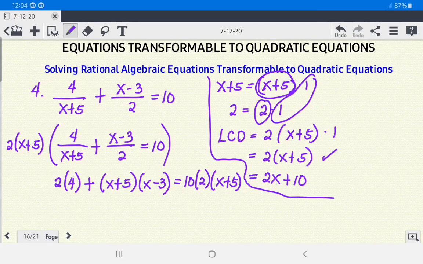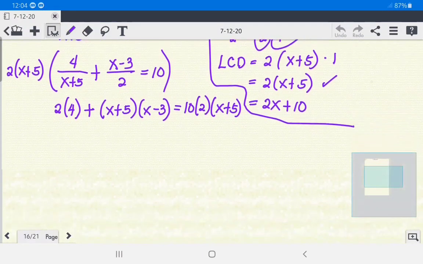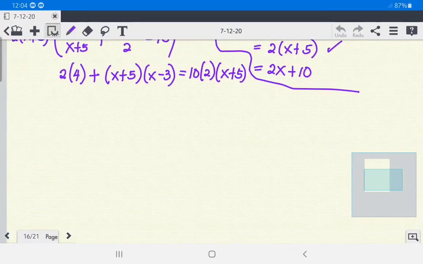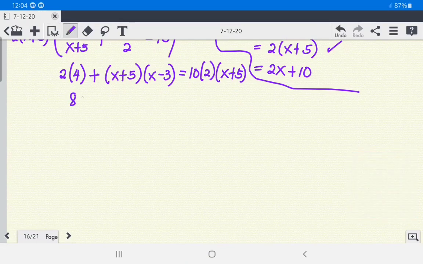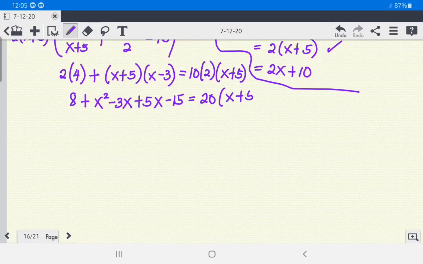Okay. Then, multiply 2 times 4, we have 8, plus x times x, we have x squared. Then, x times negative 3, we have negative 3x. Then, 5 times x, we have 5x. Then, 5 times negative 3, we have negative 15. Then equals to 10 times 2, we have 20, then times x plus 5.